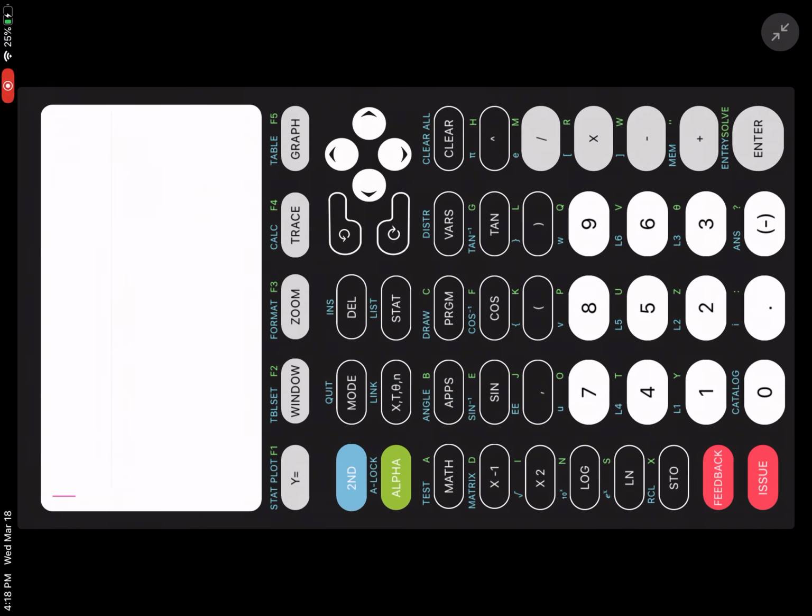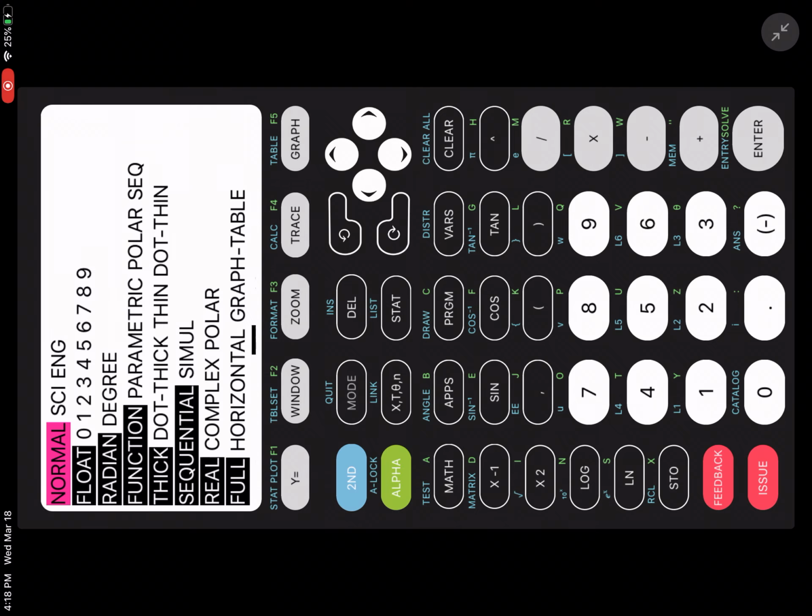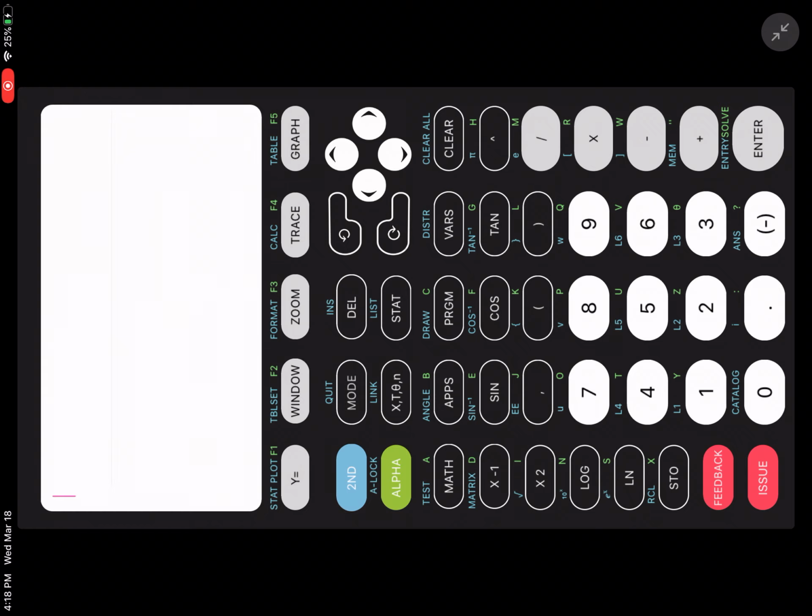So here's my calculator. You want to go to mode, which is up at the top left corner, and you want to arrow down and make sure you are in degrees. So where it says radian, you want to arrow over and hit enter, and then go back. And so I'm going to type 16 times tangent of 16.